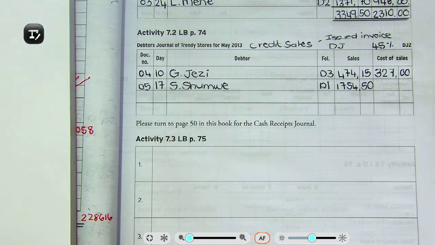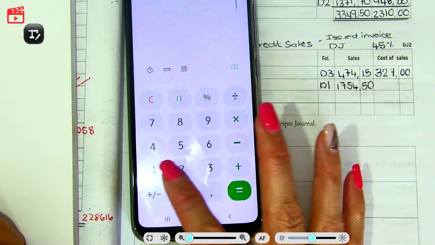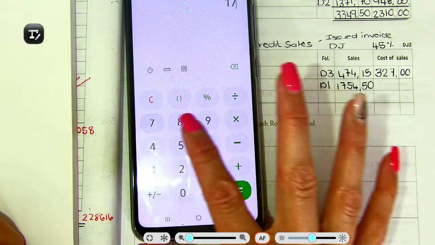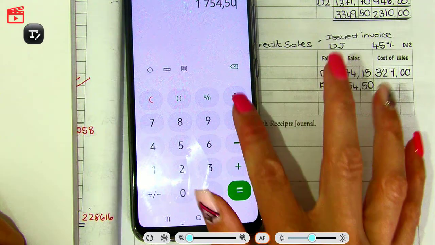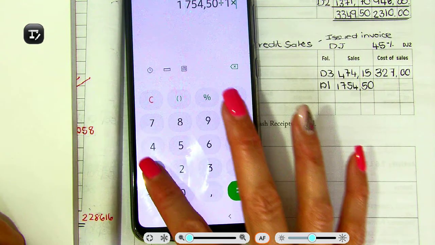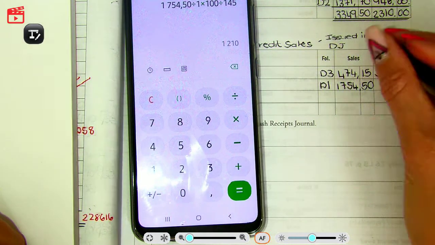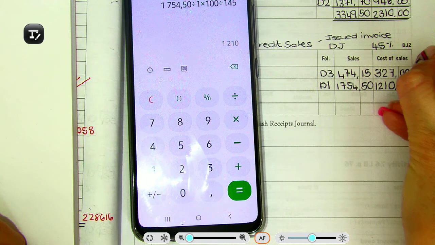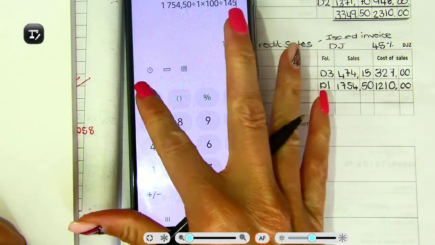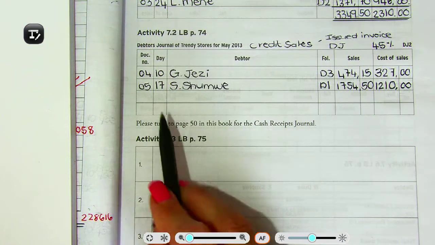I then need to work out my cost of sales, and I do that by saying 1754.50, which is my selling price, divided by 1 times 100 divided by 145. So my cost of sales is 1,210. All right, I hope you guys are getting this. It's quite simple, right?